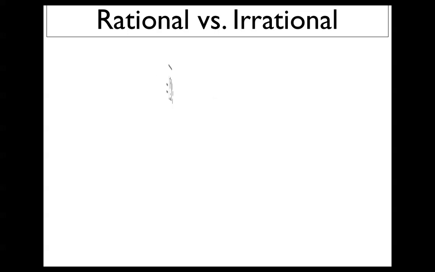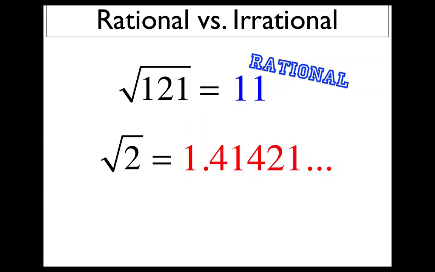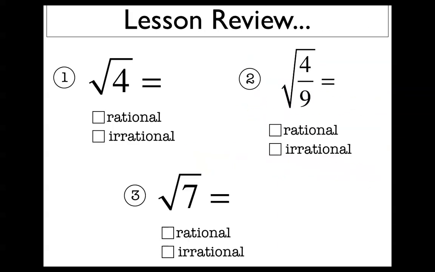Okay, so here's just a little bit more of an example. The square root of 121 is 11 because 11 times 11 is 121. That's a nice rational number. But the square root of 2, well, if you punch it into your calculator, you get something like that. That's irrational. There's no pattern to it, okay? And again, irrational numbers keep on going without a pattern. So let's check.